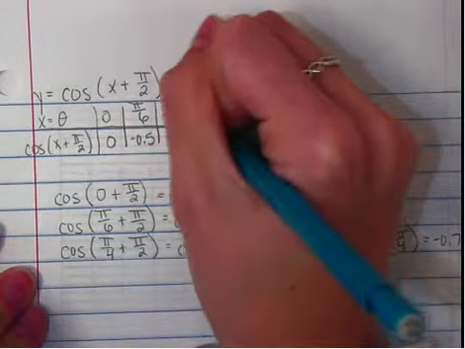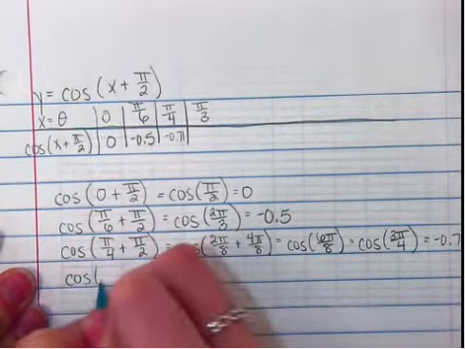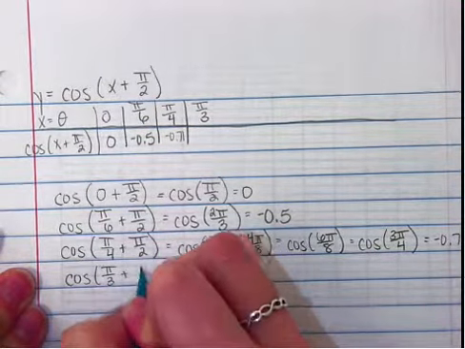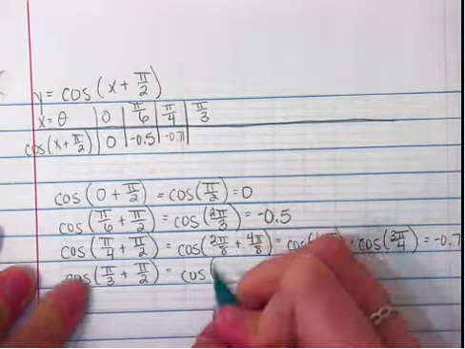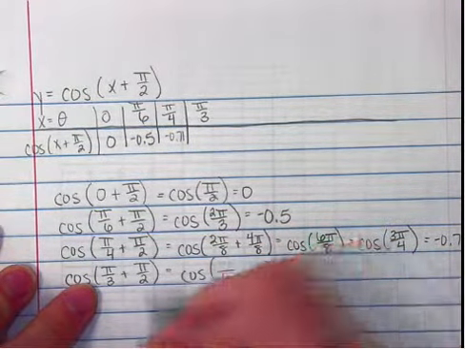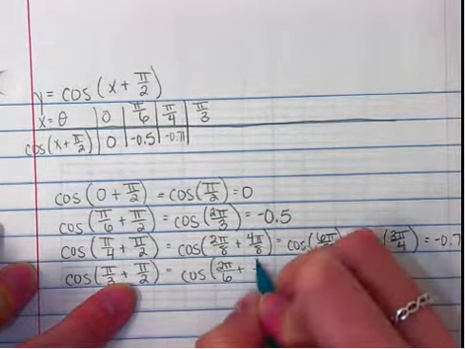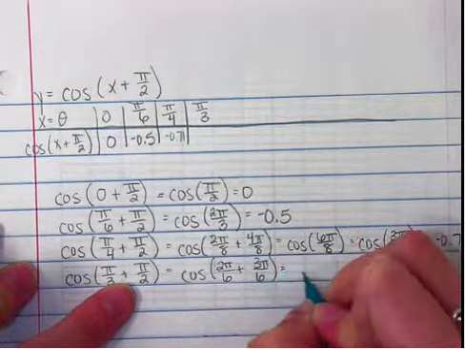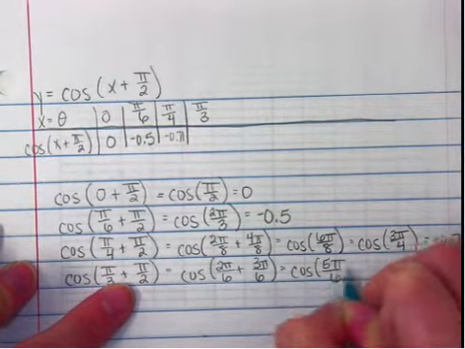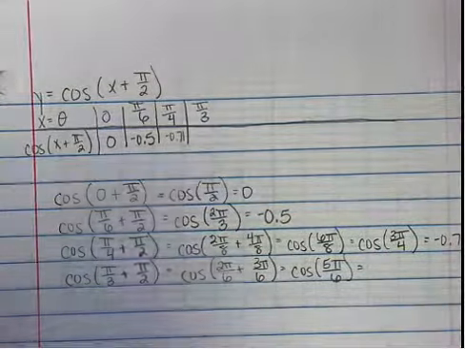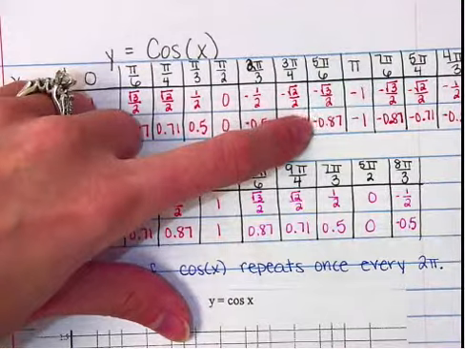Let's try one more, pi over 3. Plug in pi over 3, so we get cosine of pi over 3 plus pi over 2. That's the same as cosine of, and we put it over 6 for common denominator, 2 pi over 6 plus 3 pi over 6. That's the same as cosine of 5 pi over 6. Looking at my table, cosine of 5 pi over 6 is right here. That's negative 0.87.